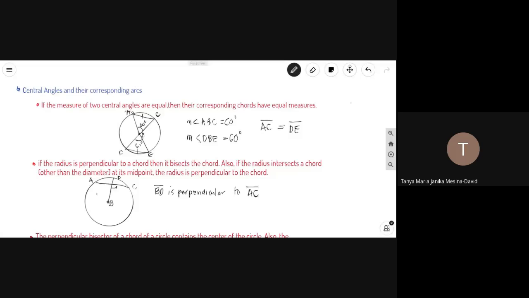On the other hand, if, for example, we have the chord EF, and we have G, which is the midpoint of chord FE, and if the radius intersects the chord at its midpoint, then it is perpendicular to the chord.